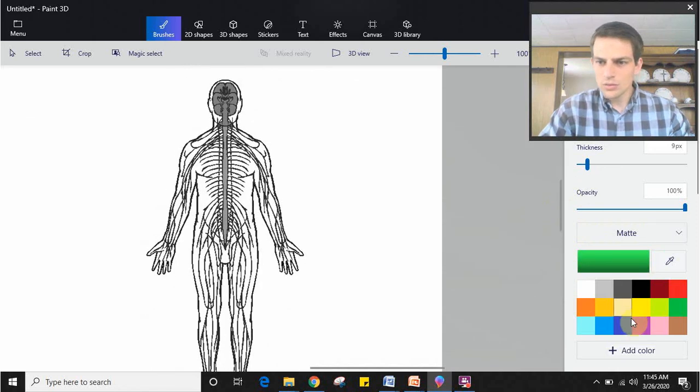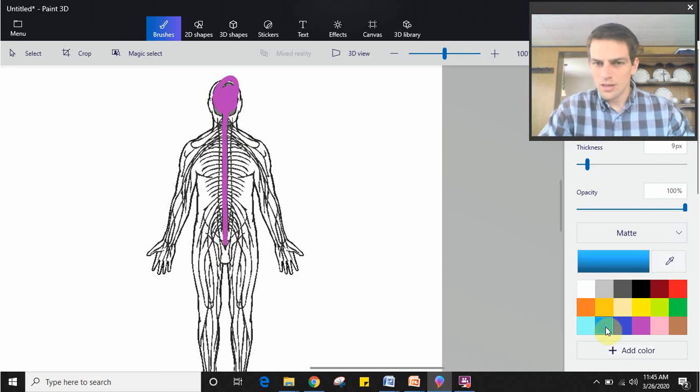So the central nervous system, I'm going to use purple to indicate. So purple is going to be the color of the brain here. And then you have your spinal cord. It comes down all the way along your spine. And that is your central nervous system.